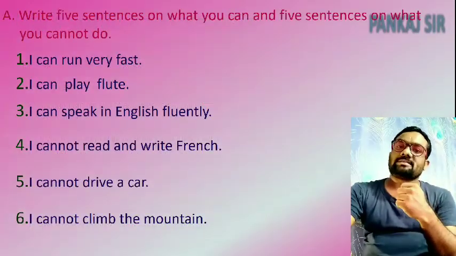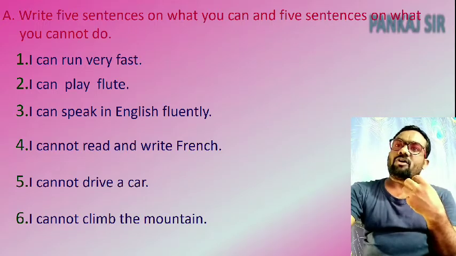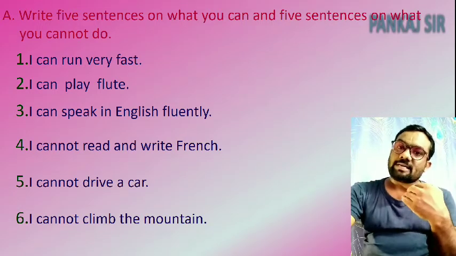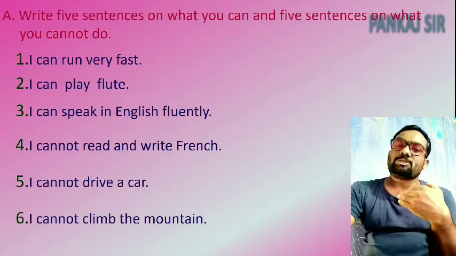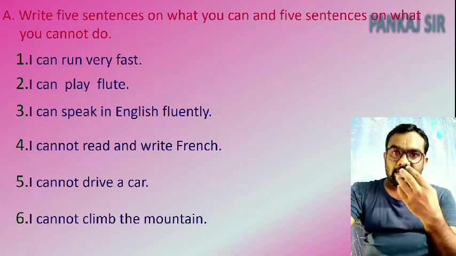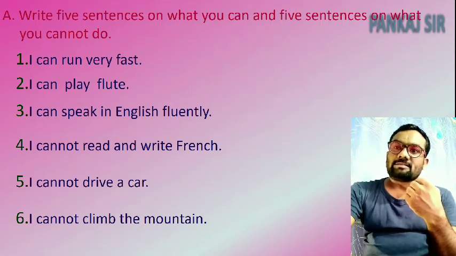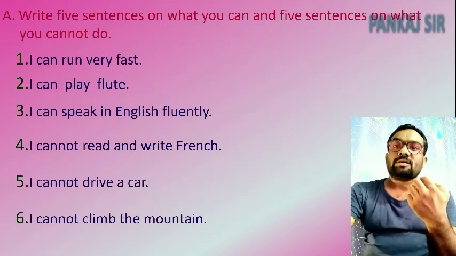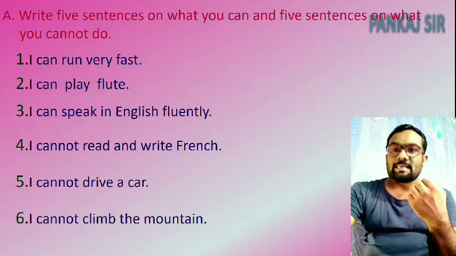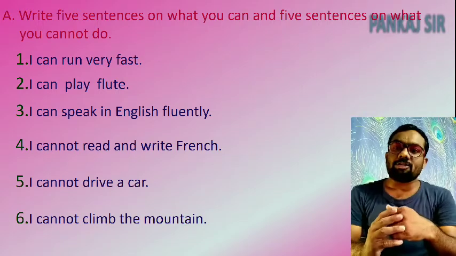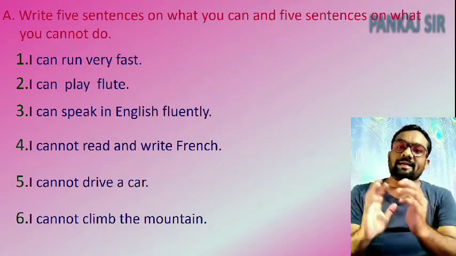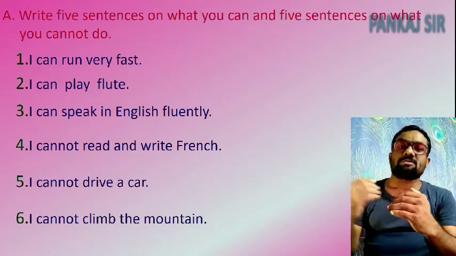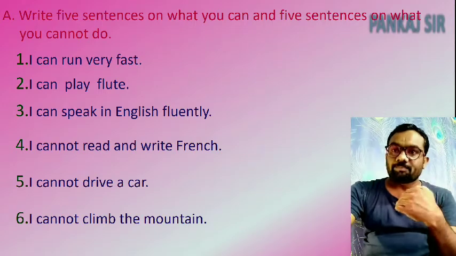Next we will see exercise A. We are told, for the 5 sentences, we are writing only 3 sentences of each one, which we can do and 3 which we cannot do. Any sentence you can write. I have chosen this one: I can run very fast, I can play the flute, I can speak English fluently. Then cannot: I cannot read and write French, I cannot drive a car, I cannot climb the mountain, right? So these are the can and cannot sentences.